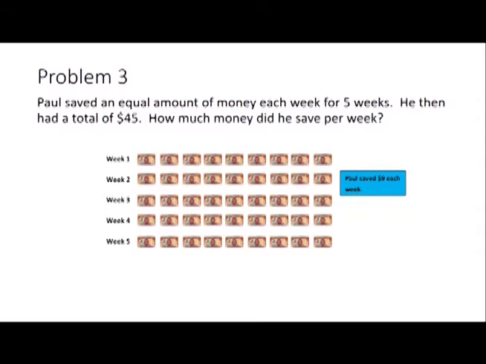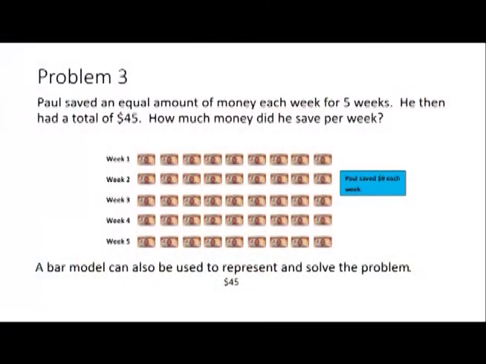So here I have modeled a problem, and you can even see the solution right away from the problem. I have taken the $45 and I have divided it equally in 5 groups, and I got my total of $9 saved each week. So this is a partitioning or partitive type of division, because I knew the parts, which is 5 weeks, and I had to work out how much money is saved in 1 week, which is how much is in the set of 1 week.